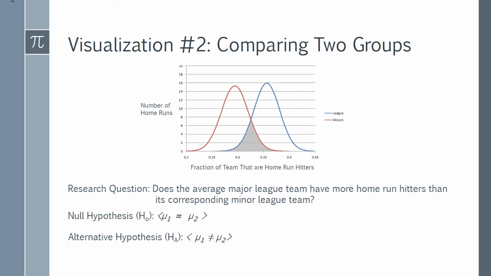Second scenario, which is comparing two groups. Here we're comparing the major and the minor league in terms of the home run hitters. The null hypothesis here is saying that there is no difference in the number of home run hitters between the major and the minor league teams, while the alternative is saying that on average there is a difference between the number of home run hitters in the major and the minor league teams.